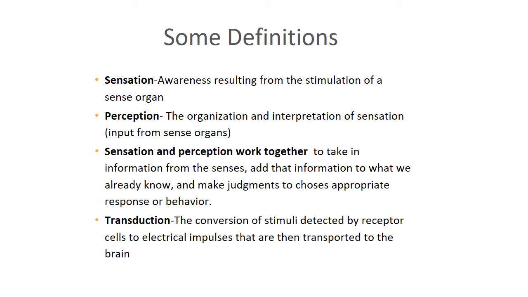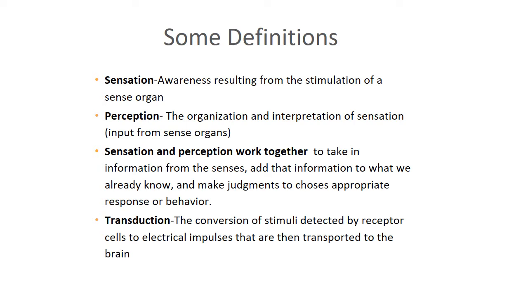Before we get started, I want to go over some definitions. The first two are sensation and perception. Sensation: the awareness resulting from the stimulation of a sense organ. For example, when I touch this table, it is cold and hard, and my sensory receptors on my fingertips are activated. They are activated, and then a signal will be sent from these fingertips up to my brain.